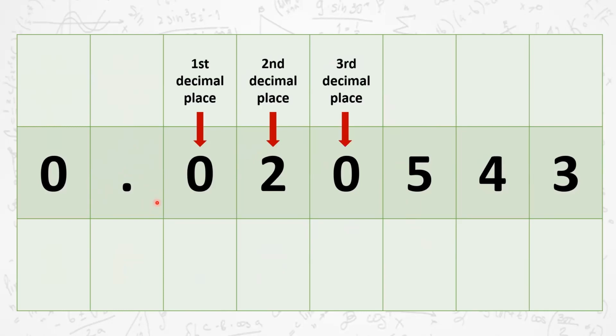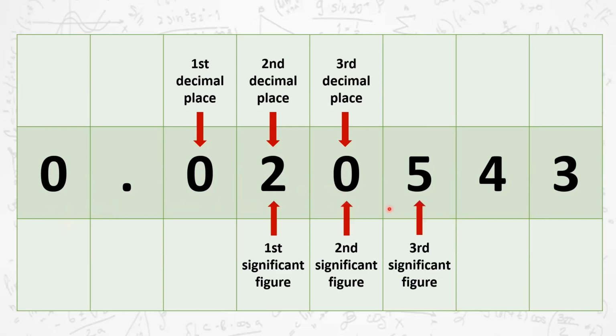If we were looking at significant figures, I need to start from the first non-zero digit. So my first non-zero digit is actually the 2 here. So I have my first significant figure, 2. 0 will be my second significant figure. 5 is my third significant figure.